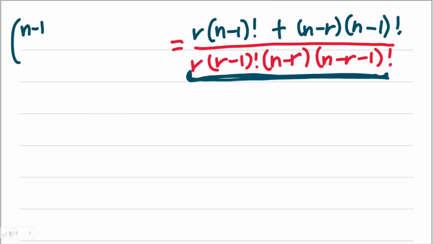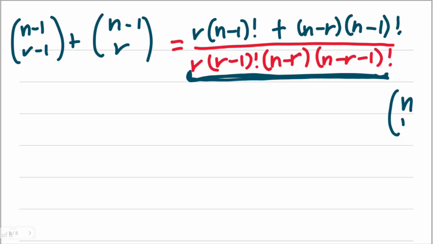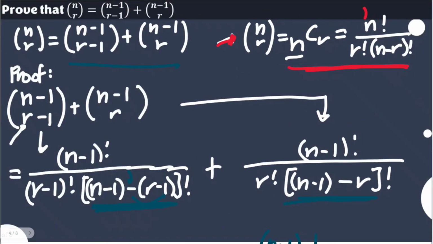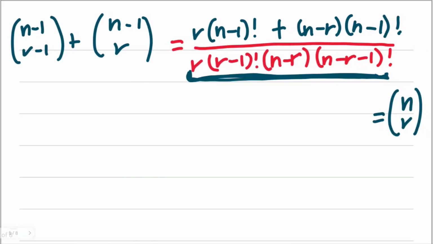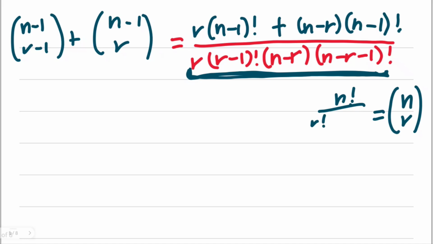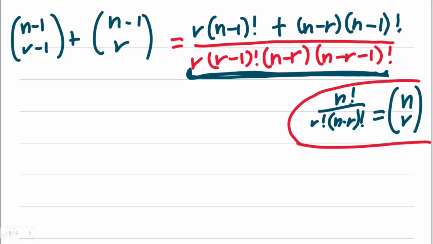Combination of n minus 1, r minus 1, plus n minus 1 combination r. This is equivalence. And take note that what we're trying to show is this would yield to n combination r, which is equal to this form here. You have n factorial over r factorial times n minus r factorial. Okay, this is our goal. So let's continue with this.